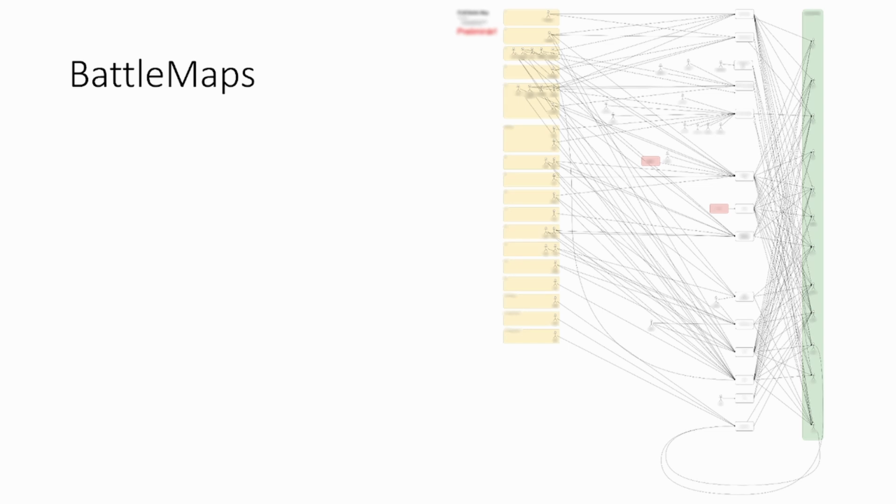Creating maps like this is something we usually do separately from the main strategy and planning workshops, but they do deserve to be mentioned because they are very useful.